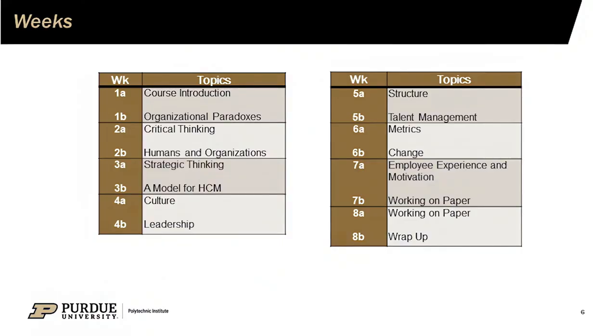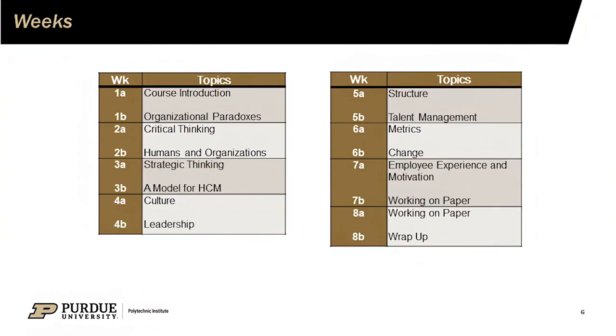Now, how the course is structured in terms of the weeks. They're basically divided into two halves for each week to equal the 16 units. The first week is going to be the course introduction, which is what you're in right now. And then we're going to start talking about organizational paradoxes and what it means to be a paradox and where these paradoxes are so you can start recognizing them.